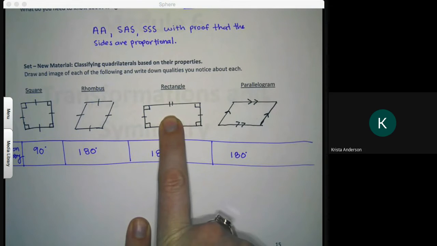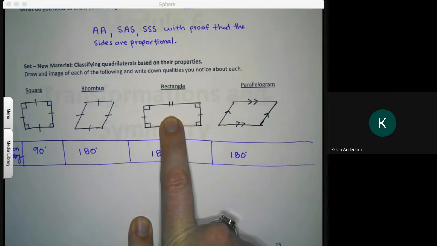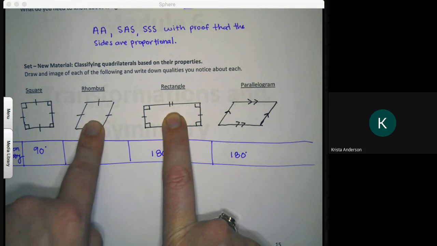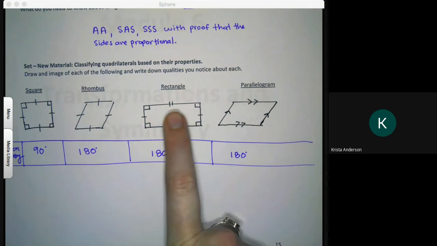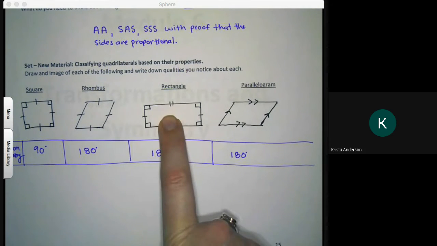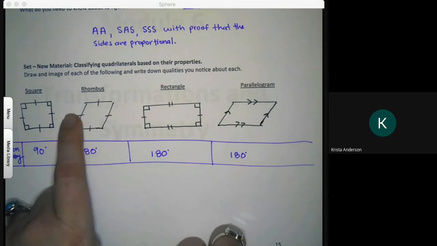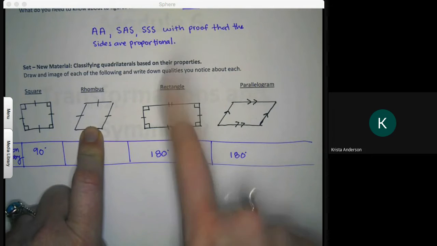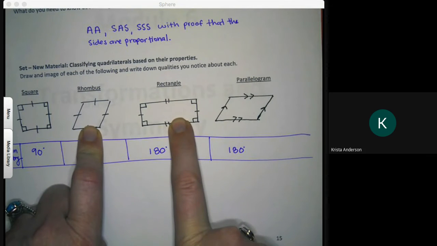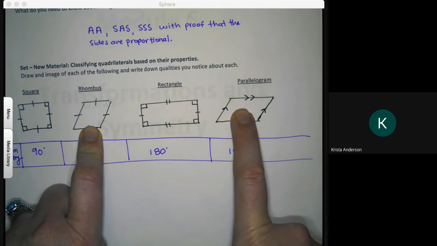What is specific about a rectangle? What are the rules? It has to have 90 degrees. Could I call a rhombus or a parallelogram a rectangle? I could not call it that because it has to have 90 degrees. What's the rule about a rhombus? It has to have all 4 equal sides. Does a rectangle have all 4 equal sides? Does a parallelogram have all 4 equal sides? No, I can't call it that.